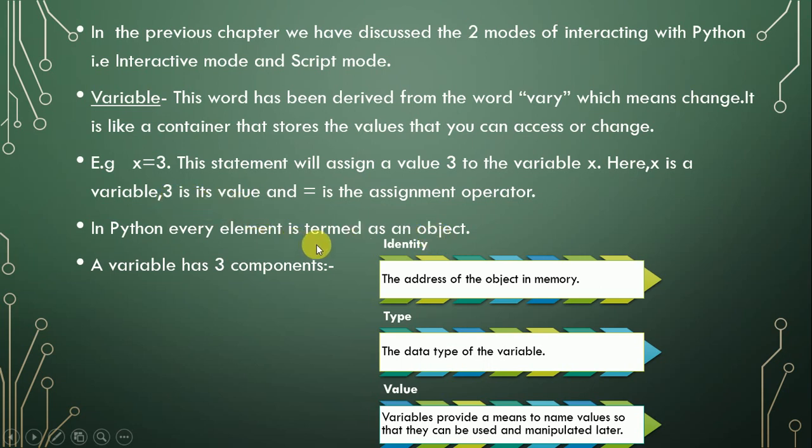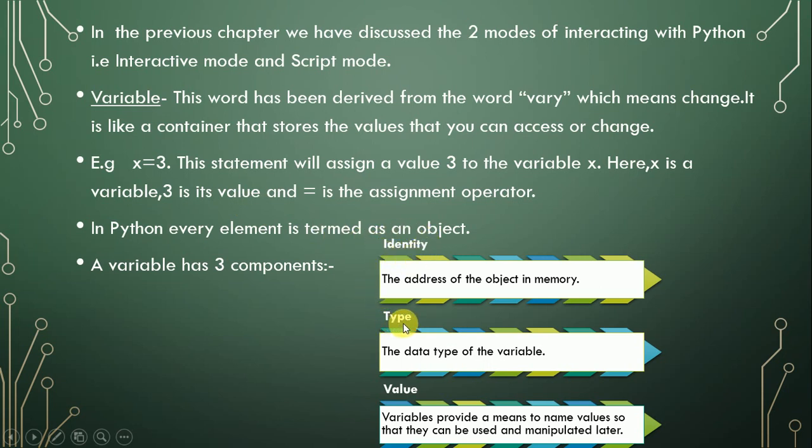An object is anything which has some properties and some behavior, that is some features and some functions to perform. Now, a variable has three components. These are identity, type, value. Identity means the address of the object in the memory. If I say x equals 3, this variable has some address in the memory, and that will be the identity of the variable x.